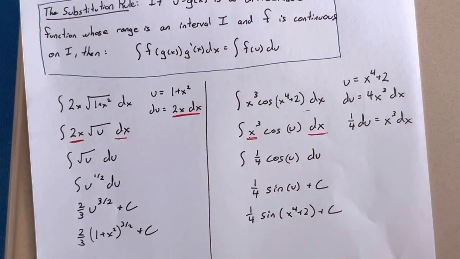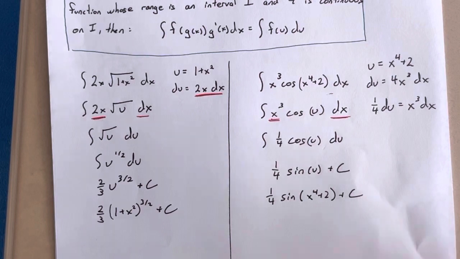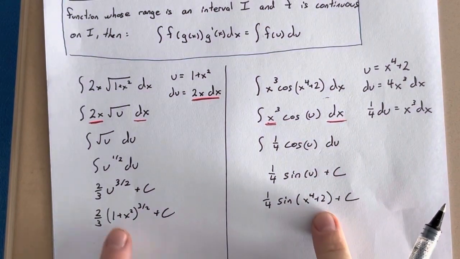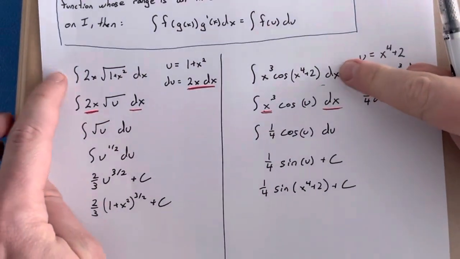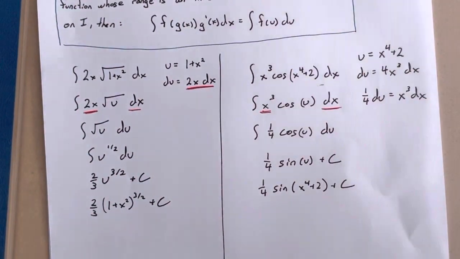And we've got our answer. What's great with any of these is that if you took a derivative of both of these, you are going to get back to what we're looking for, that antiderivative.